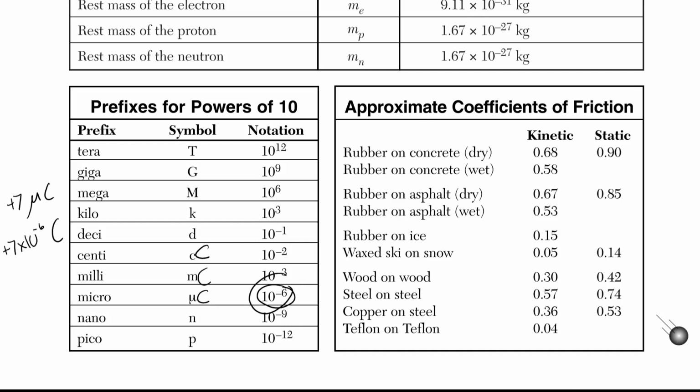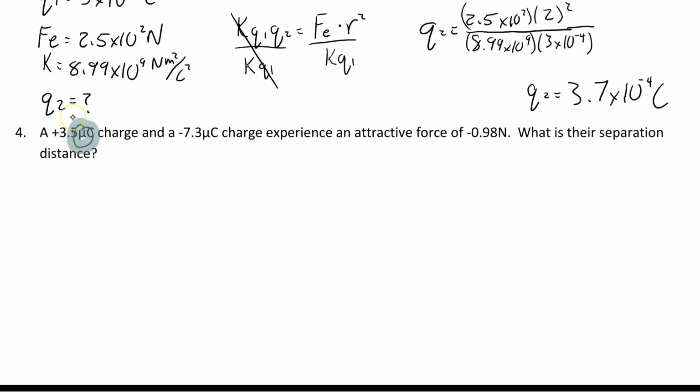All right, so let's see what the problem looks like. We have positive 3.5 microcoulombs. So Q1 is equal to 3.5. The mu, the micro, means times 10 to the negative 6 coulombs. And Q2 is equal to negative 7.3 microcoulombs. It's experiencing attractive force.